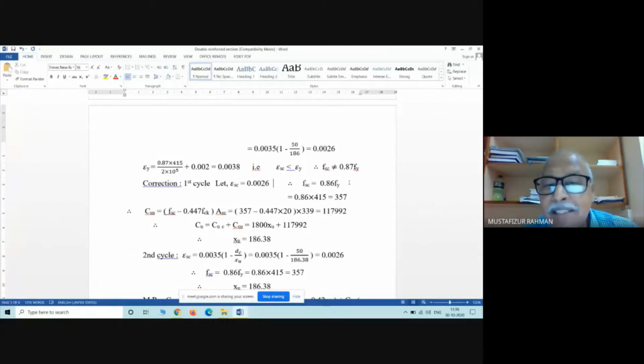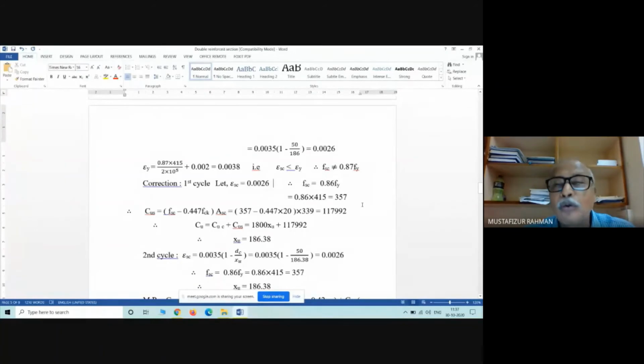So first, epsilon SC is 0.002. Look at strain 0.002 on the abscissa, go parallel to the straight line until it reaches the curved line. At that point, you go horizontally to the ordinate, and you will get 0.86 fy. It requires close observation. Whether it is 0.86 or 0.85 depends on your own visual capability. So a new fsc we got, 357.